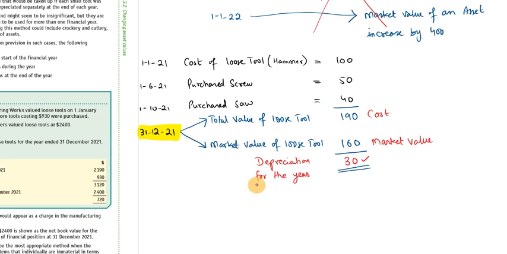So this is the method of revaluation. We compare just the cost with the market value, or the value at the end of the financial year. If our cost is more than the market value, it means the value of our asset decreased from 190 to 160. Okay, so this is the method. Got it? This concept?